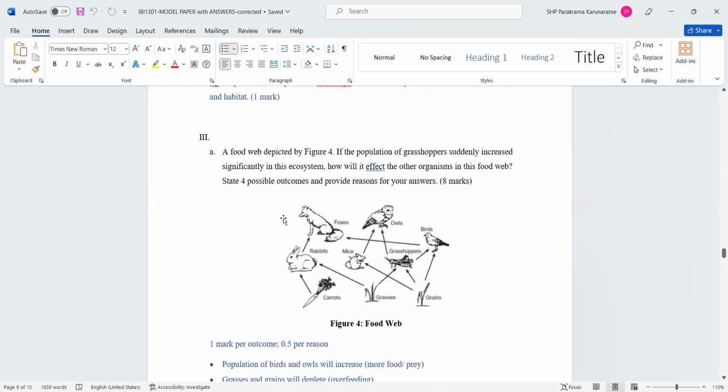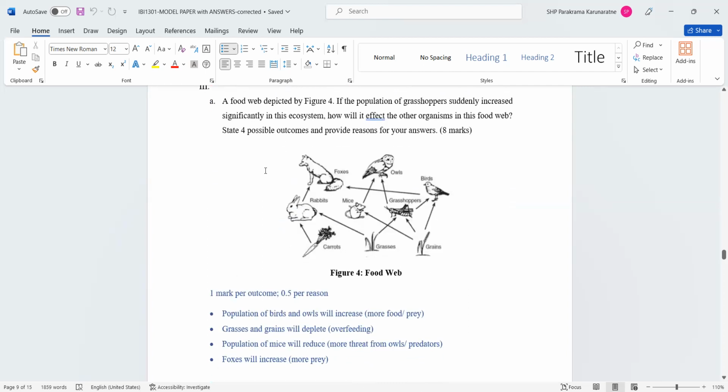Then for the next question, a food web is given. The question is a food web depicted by figure 4. You can see various things are there: carrot, grasses, grain, then grasshopper, mice, rabbit, fox, birds, owls. If the population of grasshoppers suddenly increases, what happens? They are asking: state 4 possible outcomes.